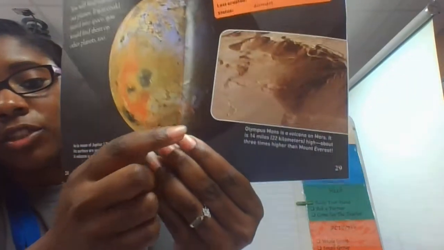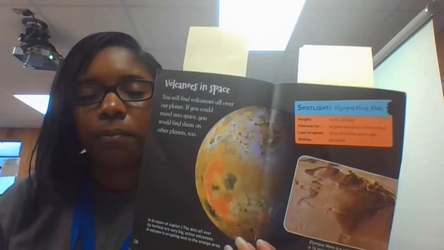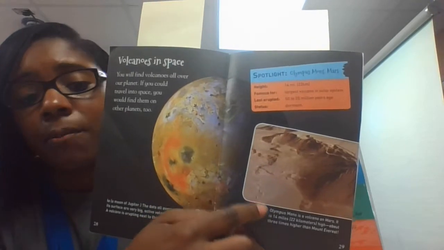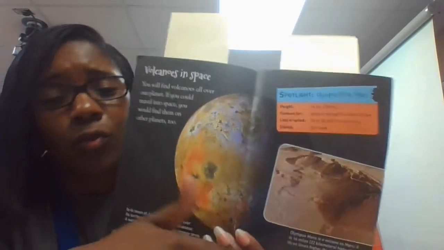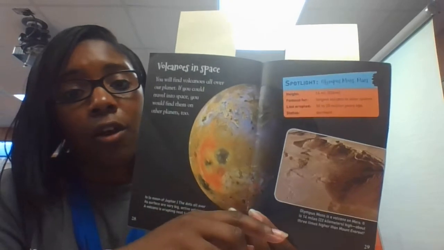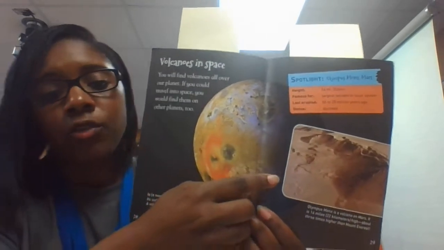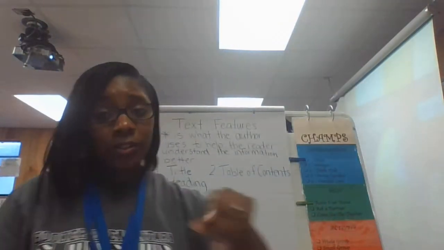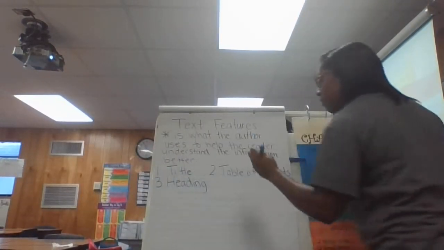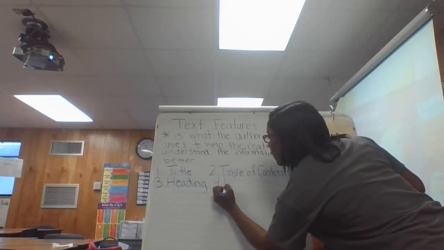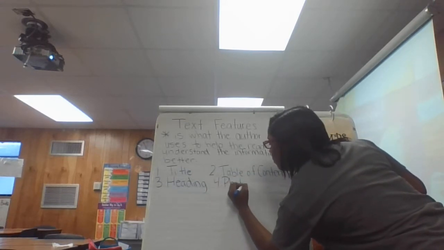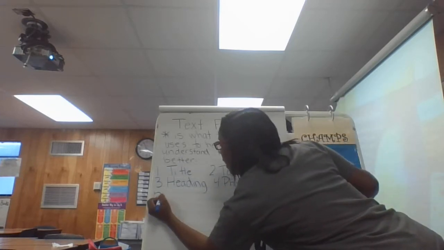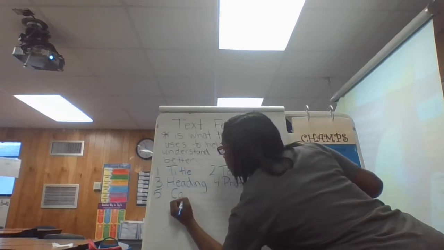And underneath the picture is something called a caption. A caption just explains the picture. It tells you what's in the picture, what the picture is about, or what's going on in the picture. So the text features for this page would be photograph and caption. So let's write those down. So 4 is photograph. And 5 would be caption.